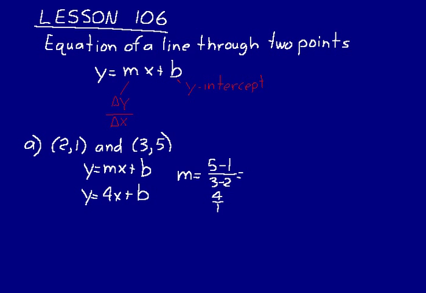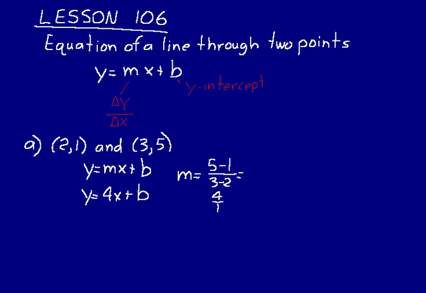Now we need to figure out b. And how are we going to do that? We have 3 unknowns there, y, x, and b, in just one equation. Well, just think about it. You have 2 xy values though, right? You have (2, 1) and (3, 5). Those both lie on the line. So if you substitute either one of those into that equation that you have right now, you'll be able to solve for b. It does not matter which one you pick.